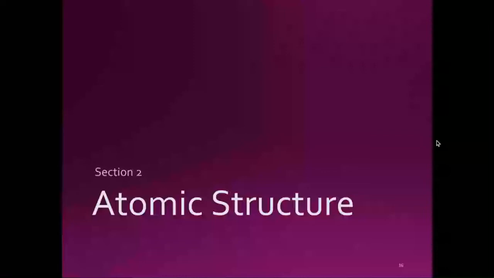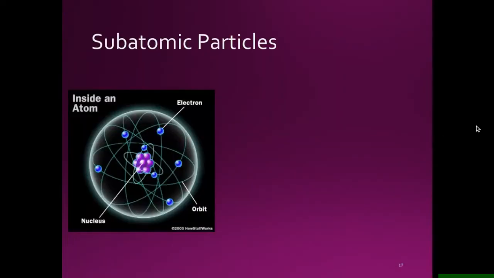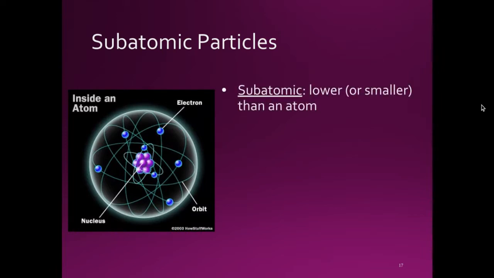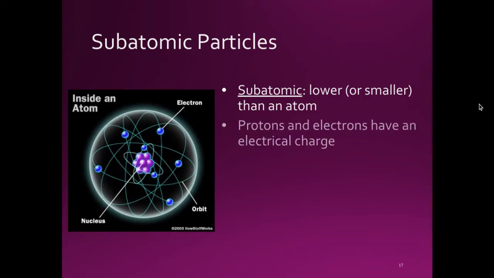Chapter 4, Section 2, Atomic Structure. Subatomic particles make up the bulk of an atom. Subatomic just means lower or smaller than an atom. There are protons and electrons that have an electrical charge. Protons have a positive charge.